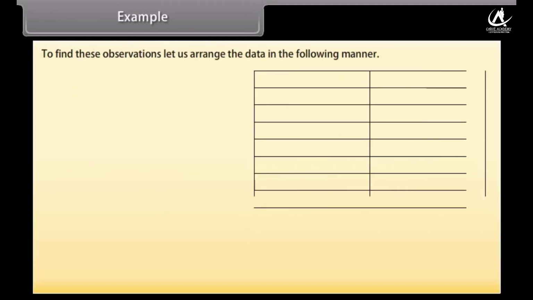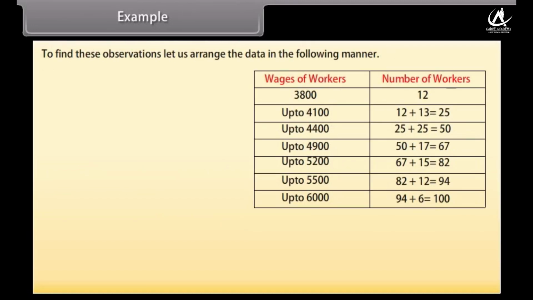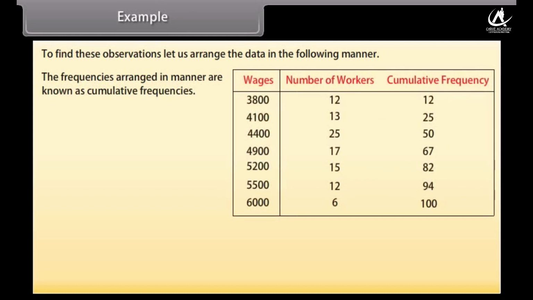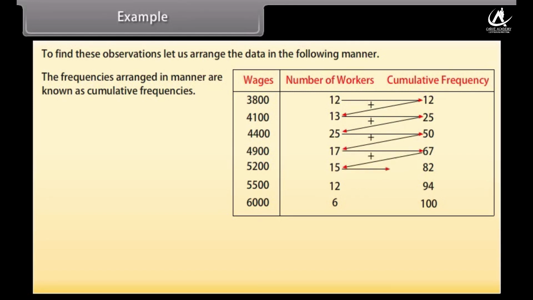To find these observations, let us arrange the data in the following manner. In this, we have written the total number of workers who are taking wage up to 3800, up to 4100, up to 4400, up to 4900, up to 5200, up to 5500, up to 6000. The frequencies arranged in above manner are known as cumulative frequencies. The table shown tells you how to calculate cumulative frequency column quickly.